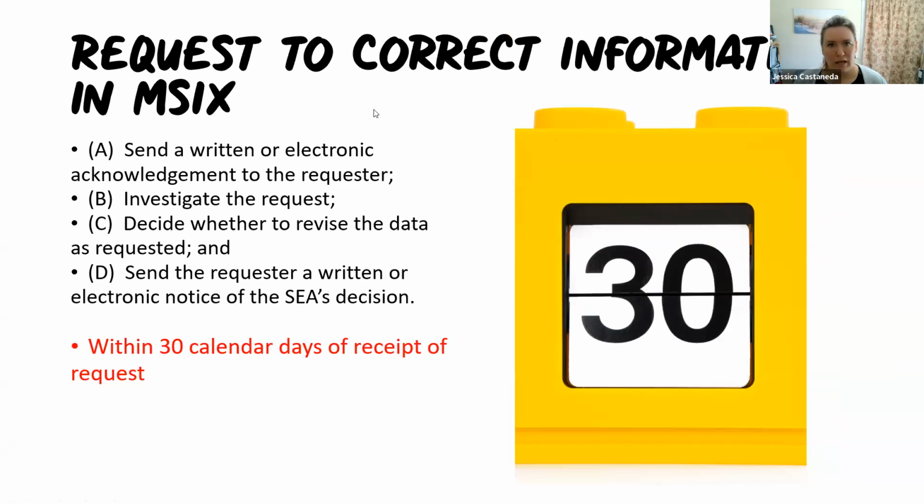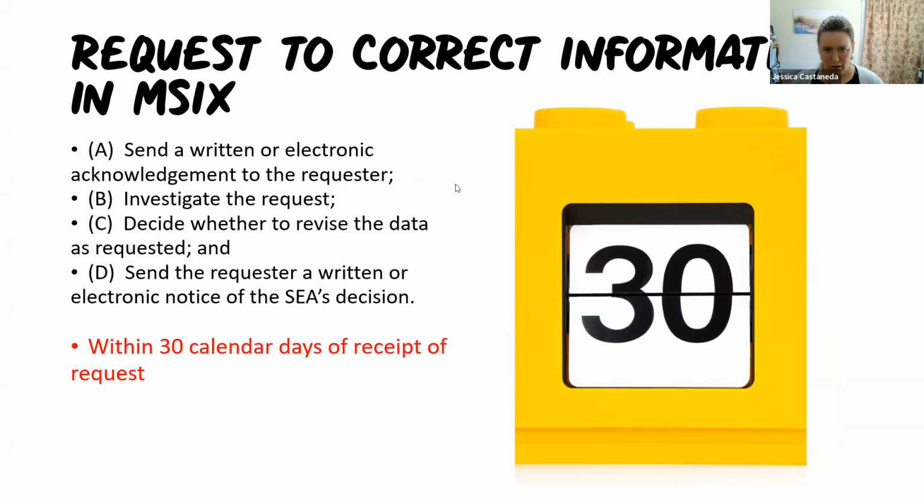And then let's say you get in there and you see the information is not correct. Something's in there, or someone tells you your information is not correct, you have to send a written or electronic acknowledgement to the requester and investigate the request. So somebody tells you, hey, Jessica, your information is not correct. This is what I'm going to do. Send that acknowledgement that I received it, investigate the request, decide whether to revise the data as requested, send the requester a written or electronic notice of the SEA's decision, and that needs to happen within 30 calendar days of receipt of request.